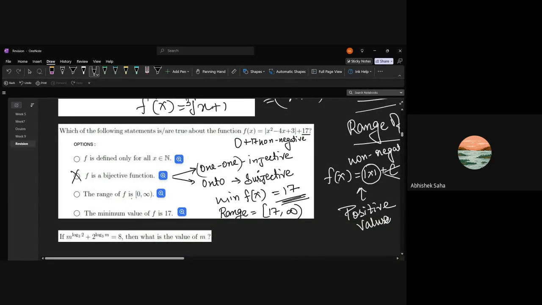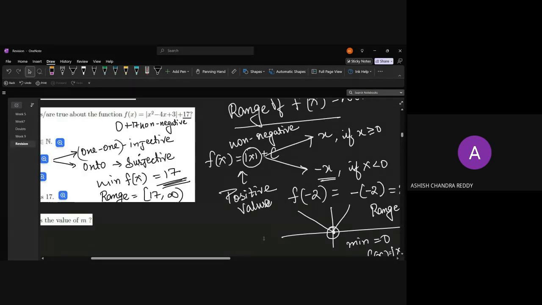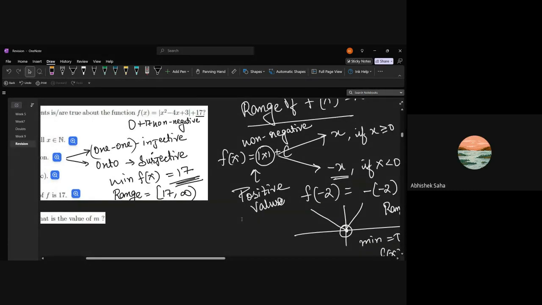Sir, but here it is given that the range is from 0 to infinity. That constant will go into the y-axis only. Sir, but inside our mod there is a quadratic, na sir. We should also see for that also.